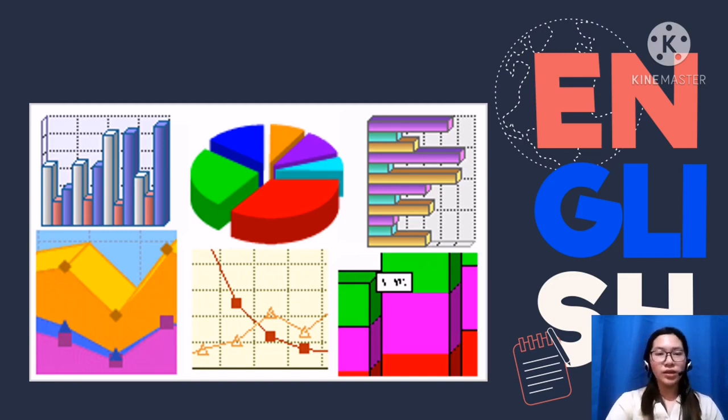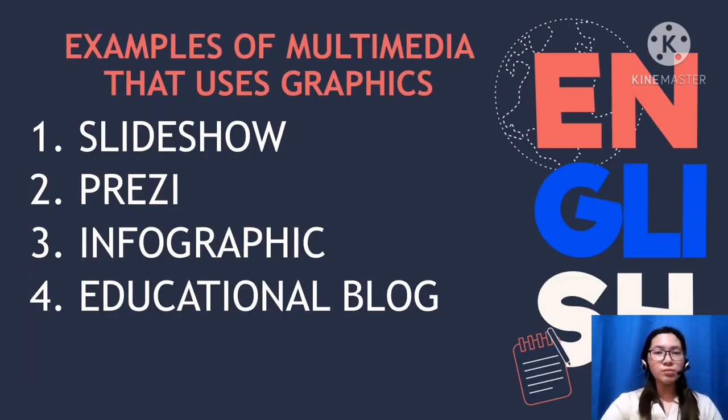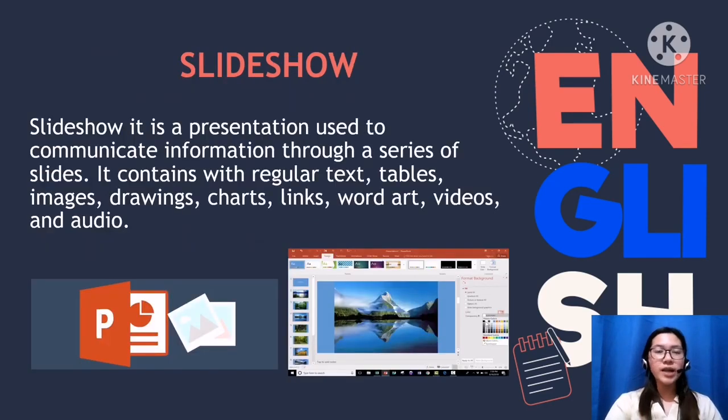Okay, very good. Examples of multimedia that uses graphics are slideshow, Prezi, infographic, educational blog. So first, let us define what is a slideshow. Slideshow is a presentation used to communicate information through a series of slides. It contains regular text, tables, images, drawings, charts, links, word art, videos, and audio. The best example of slideshow is a PowerPoint presentation.